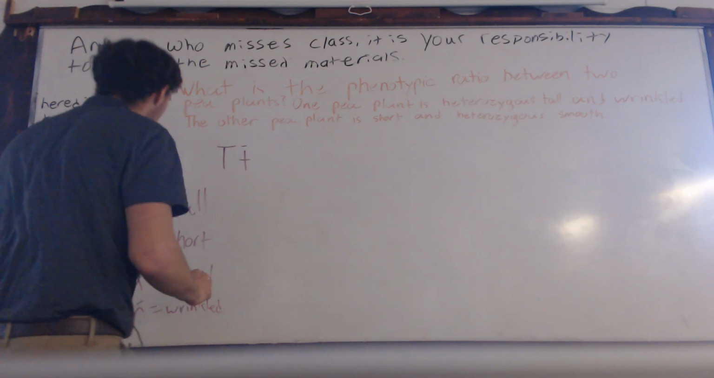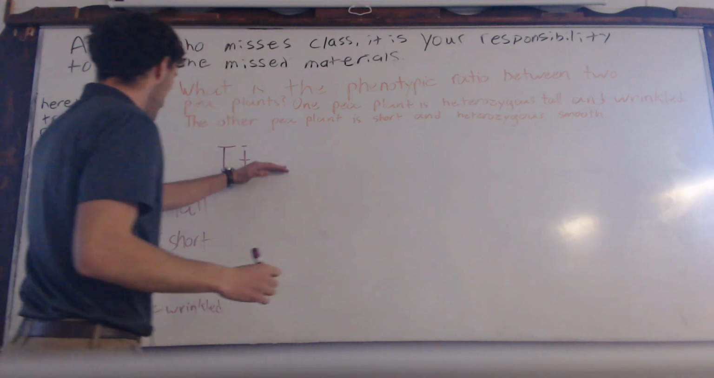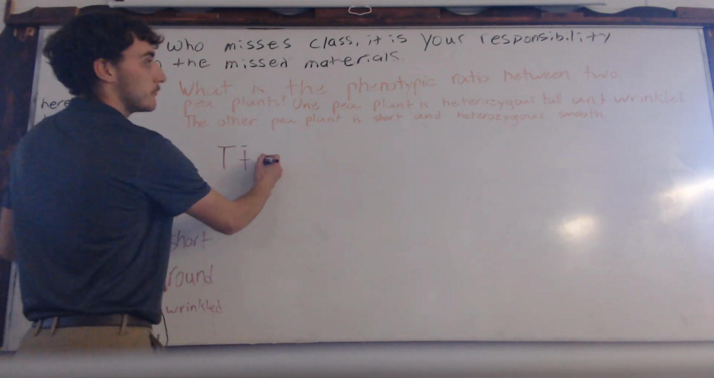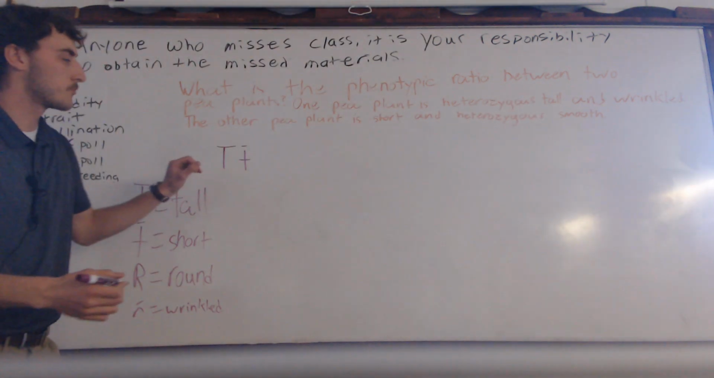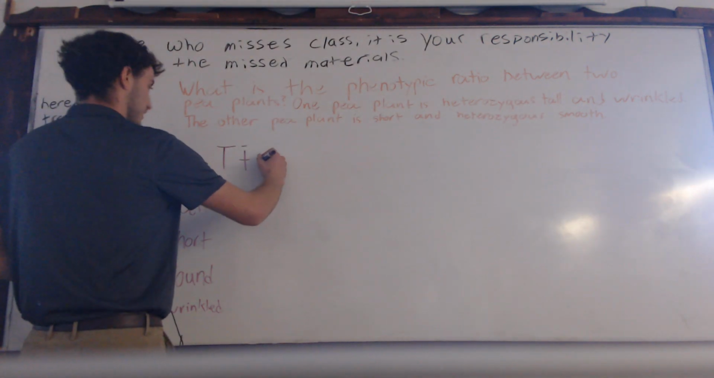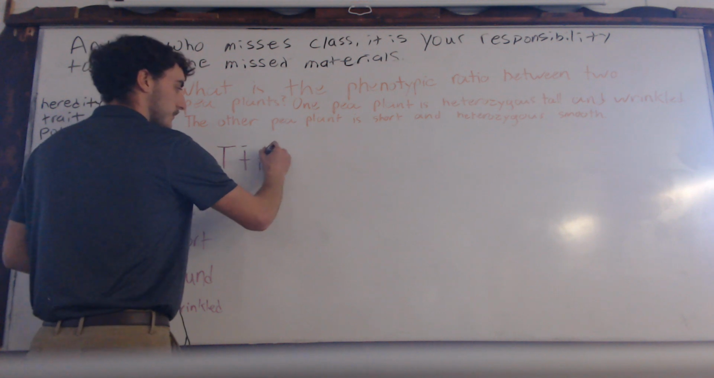Little r. Perfect. Okay, so big T, little t, and then we have, because it's heterozygous tall, that means it's different, and then wrinkled, so it's going to be just little r, right? Like you guys just said.